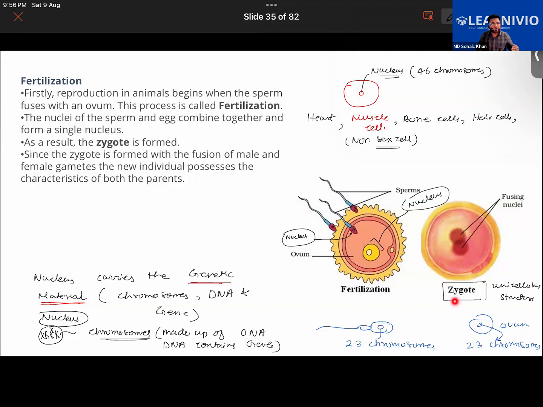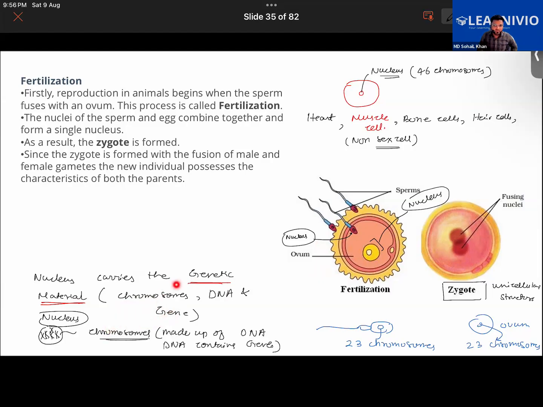But when its development will take place, the cell in it will start to multiply. Further, since the zygote is formed with the fusion of male and female gametes, the new individual that is going to grow will have characteristics of both the parents. These characteristics are present inside the nucleus of the cells, inside the nucleus of sperm and ovum, right? What does the nucleus contain? It contains the genetic material, that is chromosome, DNA, or gene.